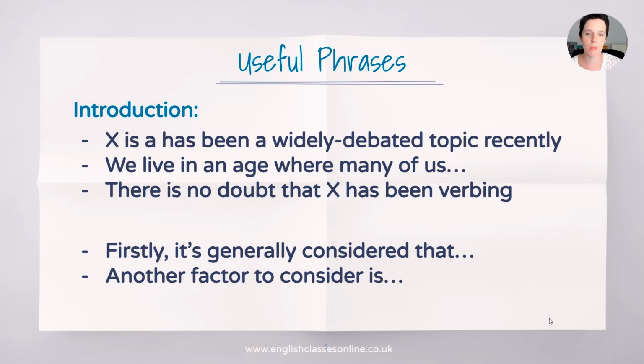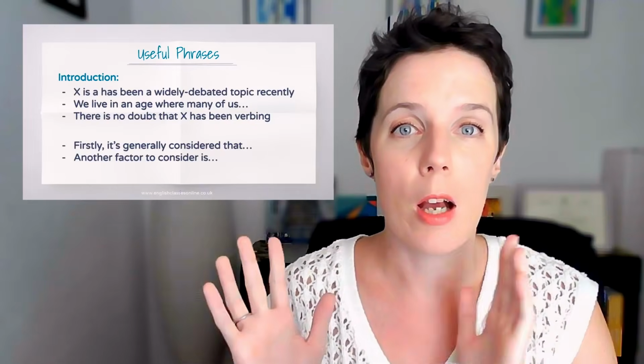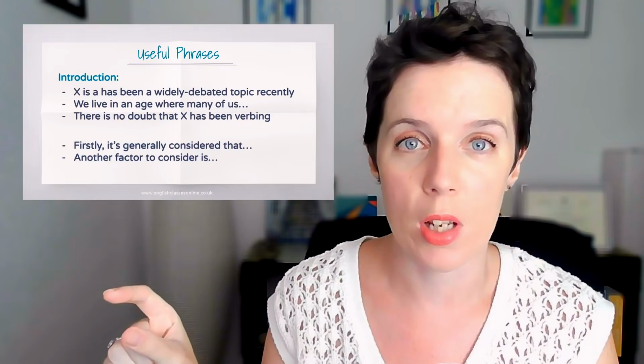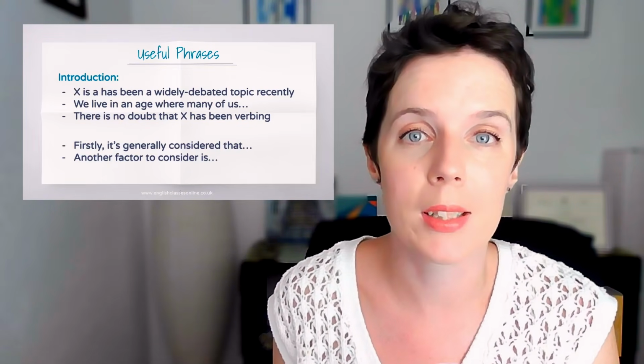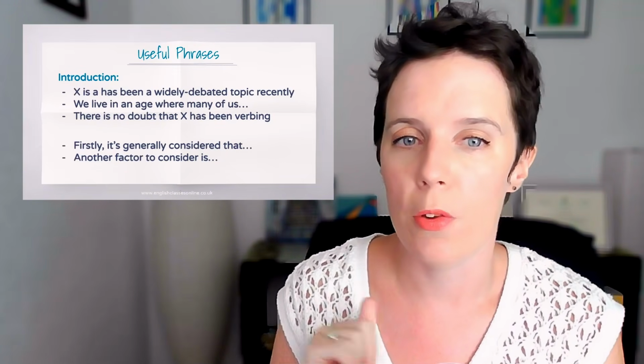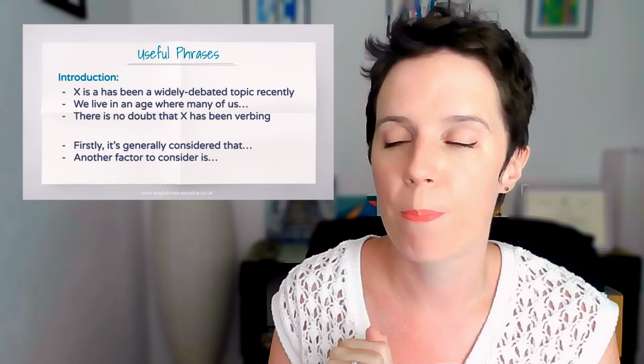You could say, we live in an age where many of us, again, something about your topic, or there's no doubt that X, your topic, has been, and then a verb and ing. This is a nice one because you can get present perfect continuous right in that first sentence, which is a complex tense to use, so you'll get a higher mark for grammar. So that third one's quite a nice one to use.